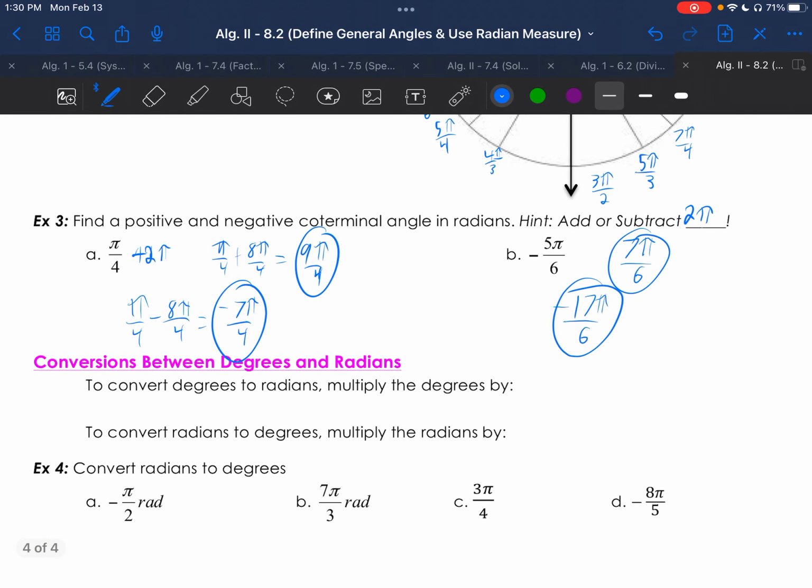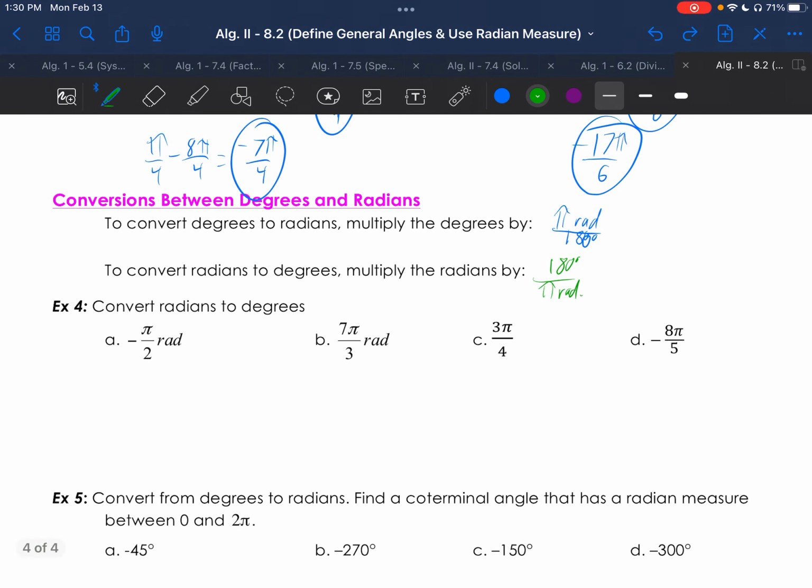Now, how to convert? To convert degrees to radians, you multiply degrees by pi radians, or you can abbreviate it to rad if you want, over 180 degrees. And you go the other way around, radians to degrees, you multiply the radians by 180 degrees over pi radians. Just reciprocals of each other. So whatever one you want to get to, if you want to go to degrees, the degrees will be on top. If you want to go to radians, the radians will be on top.